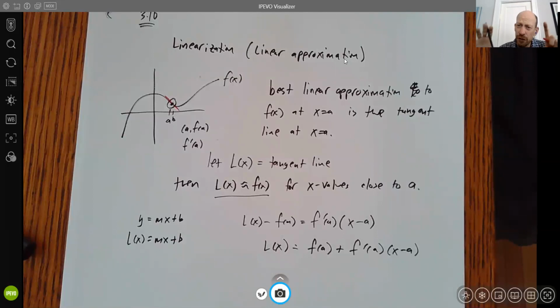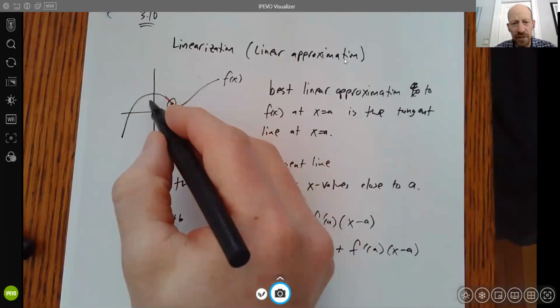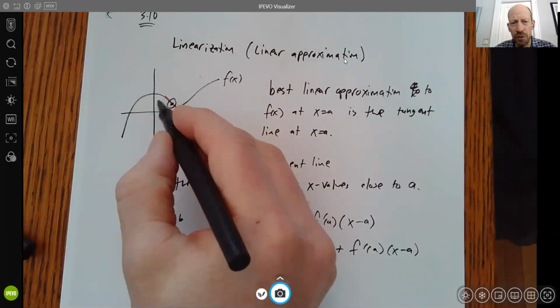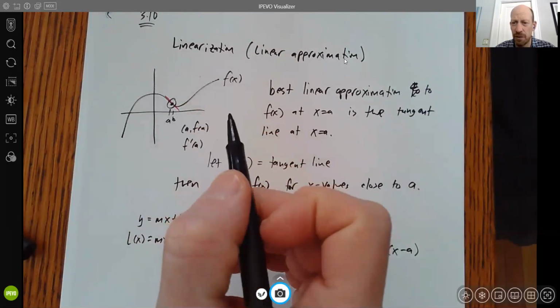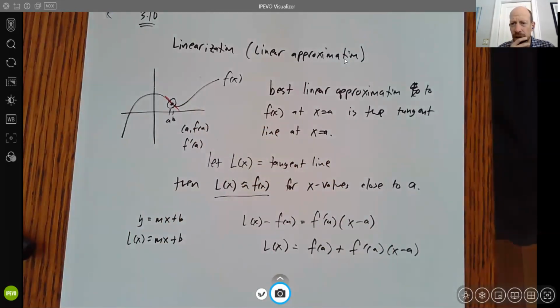So this first half of 3.10 is like using the line to approximate the function values, right? I want to know what the height is at some point, the y value. The function can tell me, but the linearization can also tell me what that is. Any questions about that first half?